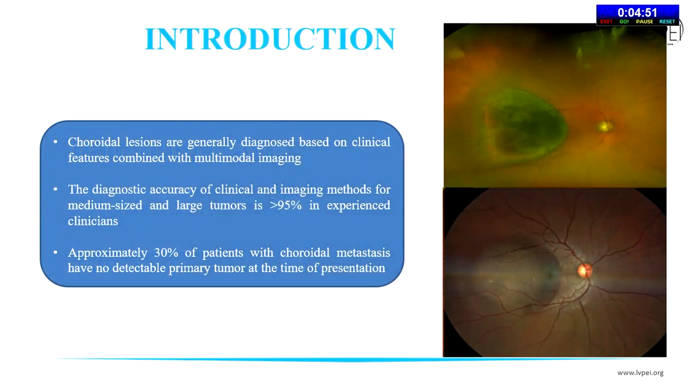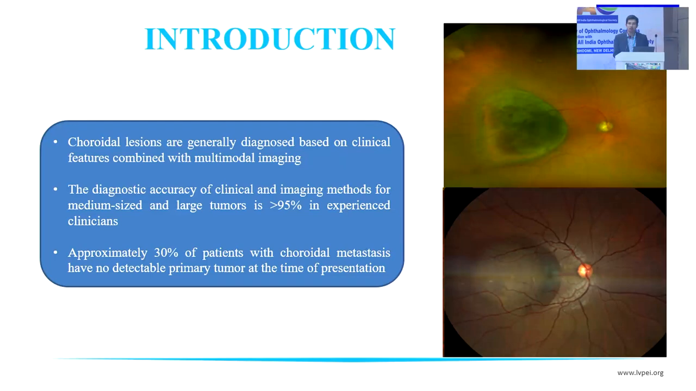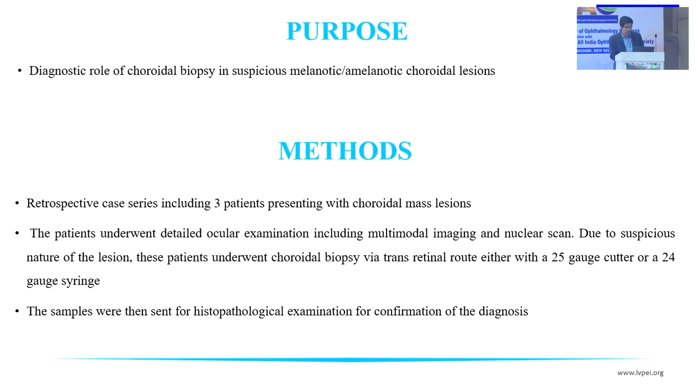I will be presenting a free paper on the role of diagnostic choroidal biopsy in suspicious choroidal lesions. Choroidal lesions are generally diagnosed on the basis of clinical features combined with multimodal imaging. The diagnostic accuracy of clinical and imaging methods for medium-sized and large tumors is more than 95% in experienced clinicians. Approximately 30% of patients with choroidal metastasis have no detectable primary tumor at the time of presentation.